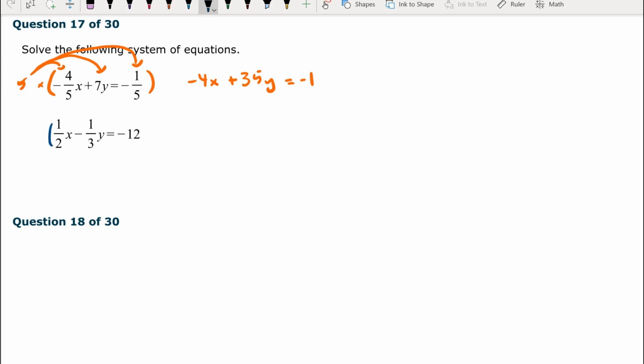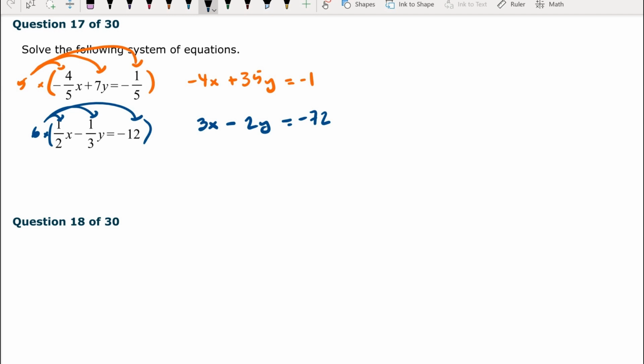We're going to do a similar thing for the denominators in the second equation. So we have two fractions here, 1/2 and 1/3. The LCD will be 6. You're going to multiply 6 into the parentheses. 6 times 1/2, 6 times 1 is 6, divided by 2 is 3x. Minus 6 times 1 is 6, divided by 3 is 2y. 6 times negative 12 is negative 72. Alright, so we've taken care of the fraction problem.